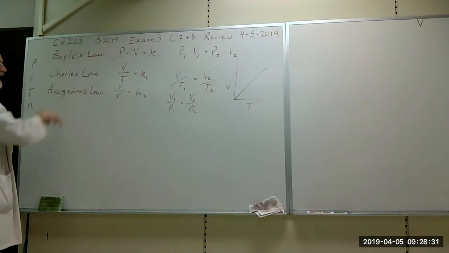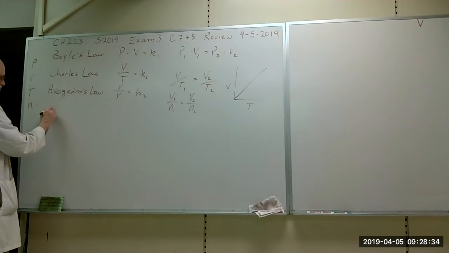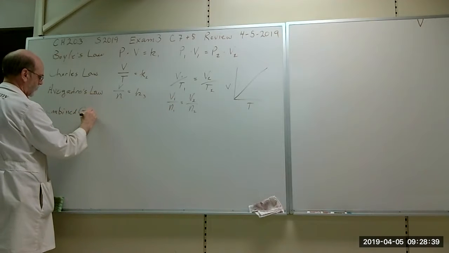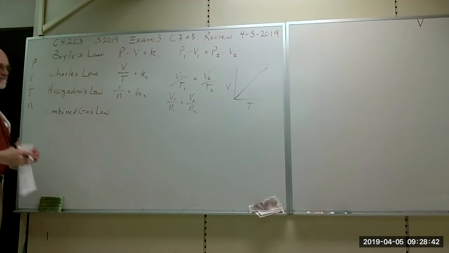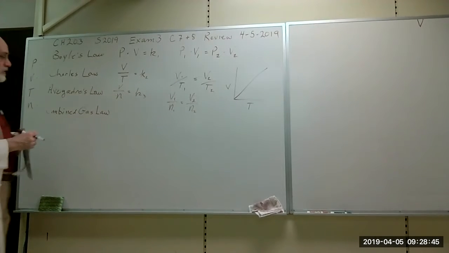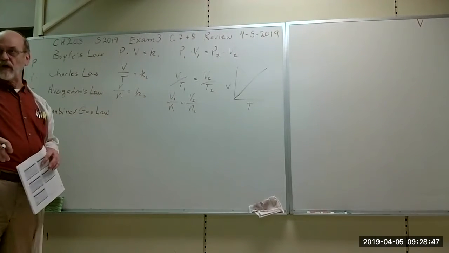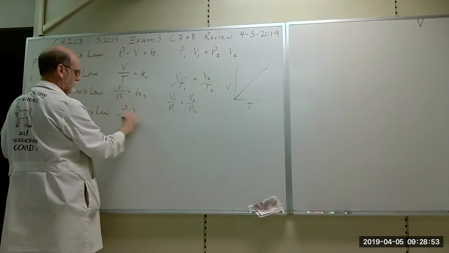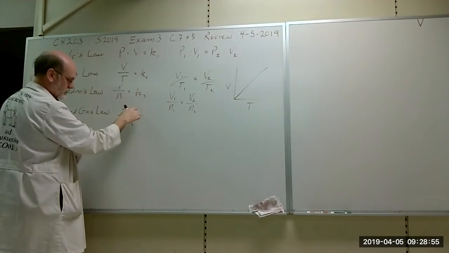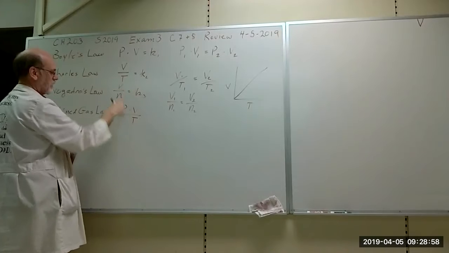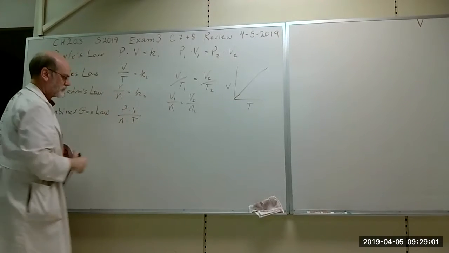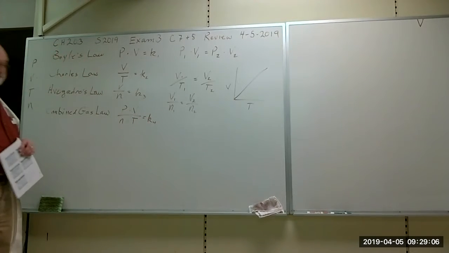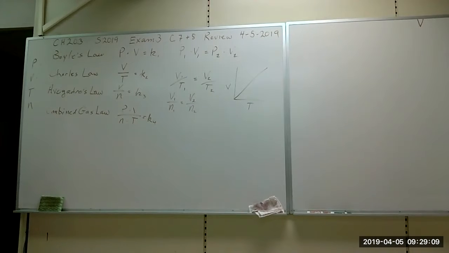Now, you can also combine these into a single law. You have the pressure times volume relationship, and then you have volume and temperature. So we put the temperature down here, and volume in moles, and put the moles down here, and that will be equal to a constant. That's the combined gas law.